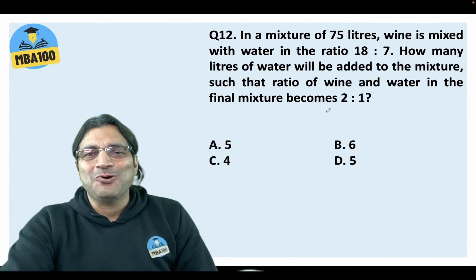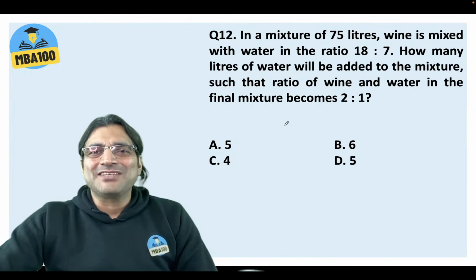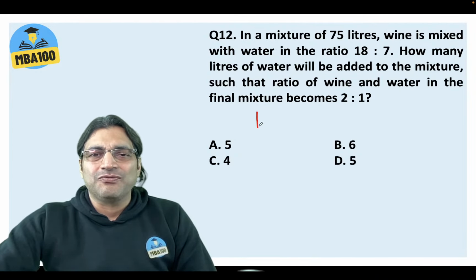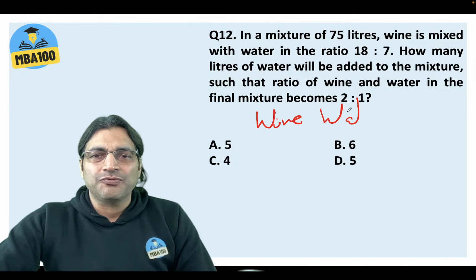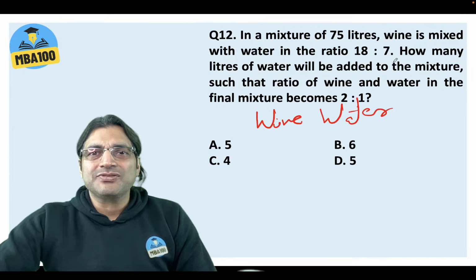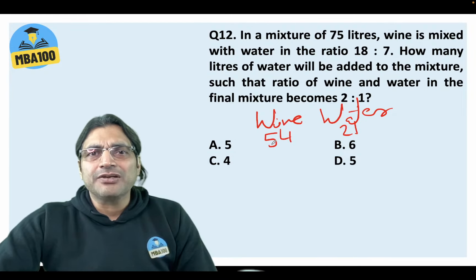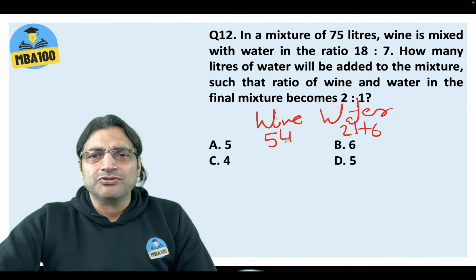What about this one? Was it a question or a joke? In a mixture of 75 liters, wine is mixed with water in the ratio 18:7. I do not know why they have put 2 W's. 18:7, 25. So in 75 liters, you will get 54 and 21. Now I want the ratio to be 2:1, so I need to add 6 here. This is already 54, so half of 54 is 27, 21 plus 6. So this is my answer.